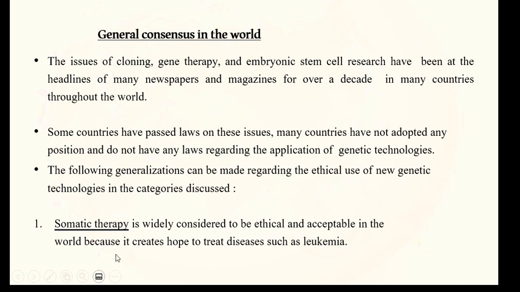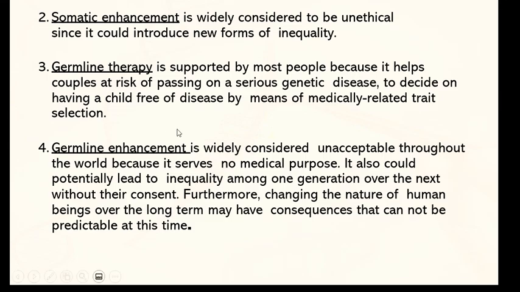First of all, somatic therapy. It is widely considered to be ethical and acceptable in the world because it creates hope to treat diseases such as leukemia. It's a positive side of this picture. Somatic enhancement is widely considered to be unethical since it could introduce a new form of inequality. Germline therapy is supported by most people because it helps couples at risk of passing on serious genetic disease to decide on having a child free of disease by means of medically related trait selection. And the bad side of this picture, I already told you, is its disadvantages on society.